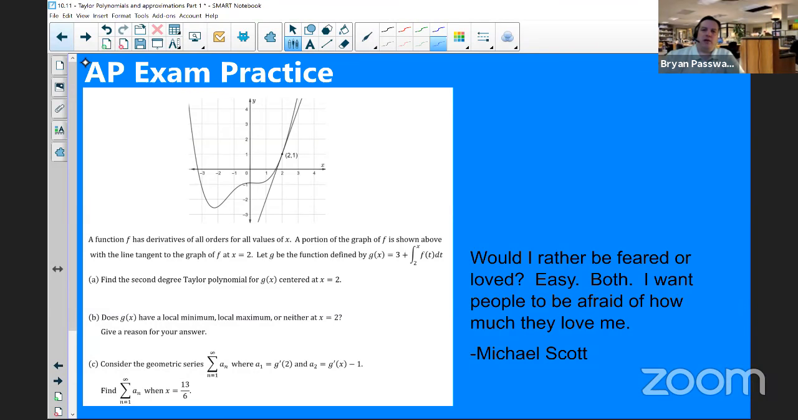You might be fearful of Taylor polynomials when you first see them, but I think eventually you're going to come to love them, especially as I put it together tomorrow and Friday to give you a more complete picture of how these things work. But they really are a beautiful, beautiful thing.